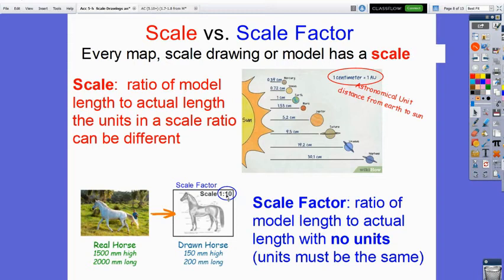So this is a scale factor. It's not really the scale. This picture that I took called it the scale. Sometimes these words get interchanged, but it's a scale factor, 1 to 10. The scale factor has no units. So it doesn't matter what you put in here, inches to inches or centimeters to centimeters. Right? If there's 1 centimeter on the drawing, it'd be 10 centimeters on the actual horse. 1 inch on the drawing, 10 inches on the actual horse. Scale factor, it doesn't matter what units you use.